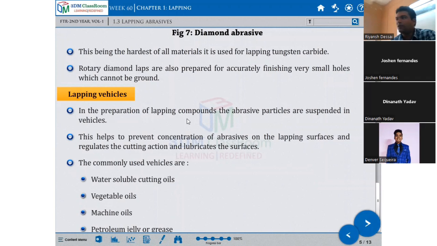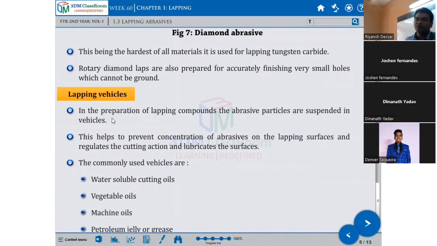In the preparation of lapping compounds, the abrasive particles are suspended in the vehicle. Vehicle means there is some liquid. This helps to prevent the concentration of abrasive on the lapping surface, regulates the cutting action and lubricates the surface. So this is one function of the lapping vehicle.